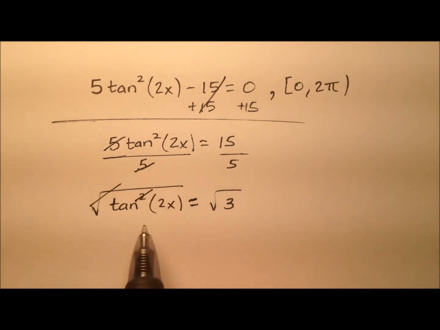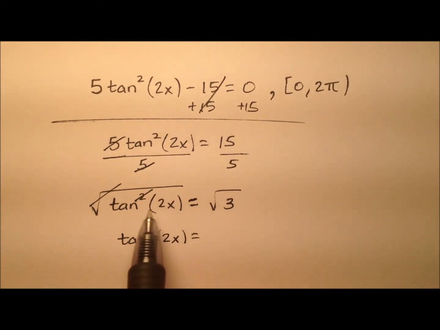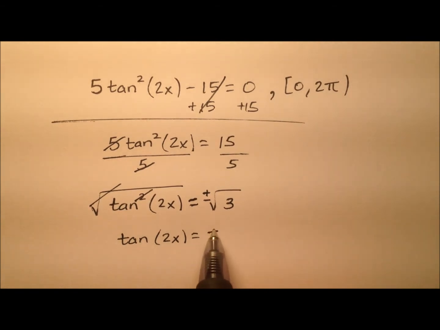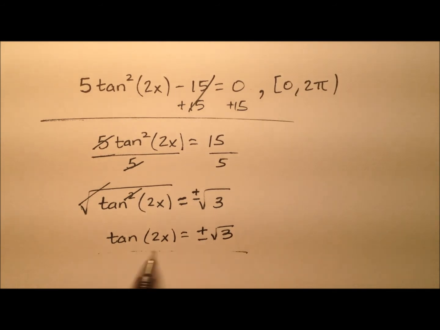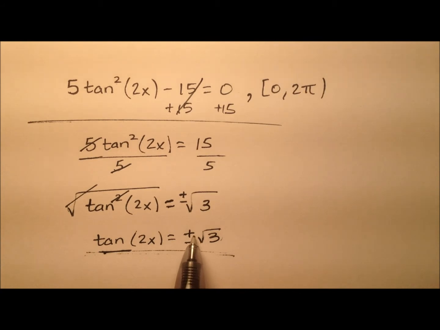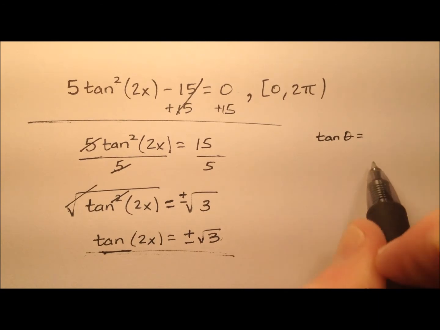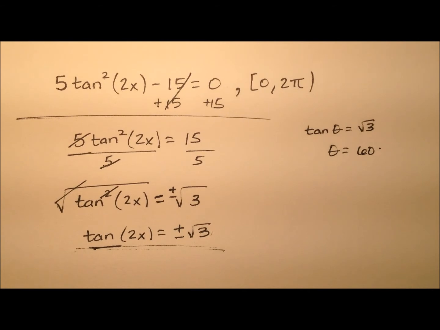So the square root and the square will cancel. So we have the tangent of 2x equals, and remember, with the non-perfect square side, we'll need to include a plus or minus. So we have plus or minus the square root of 3. Okay, so we've broken it down here into a nicer looking equation. So where is tangent going to be the square root of 3? And we don't care about the sign because we're going to do positive and negative both. So we can say, well, the tangent of theta equals the square root of 3, and that reference angle is going to be 60 degrees.